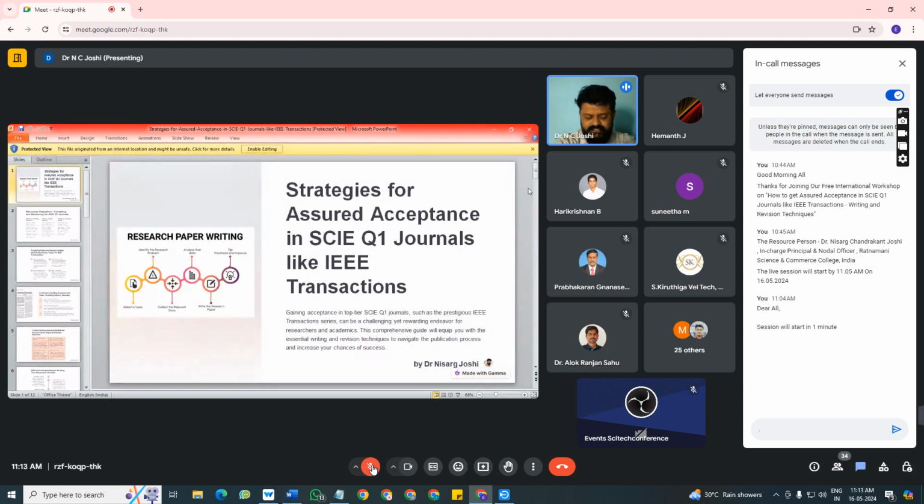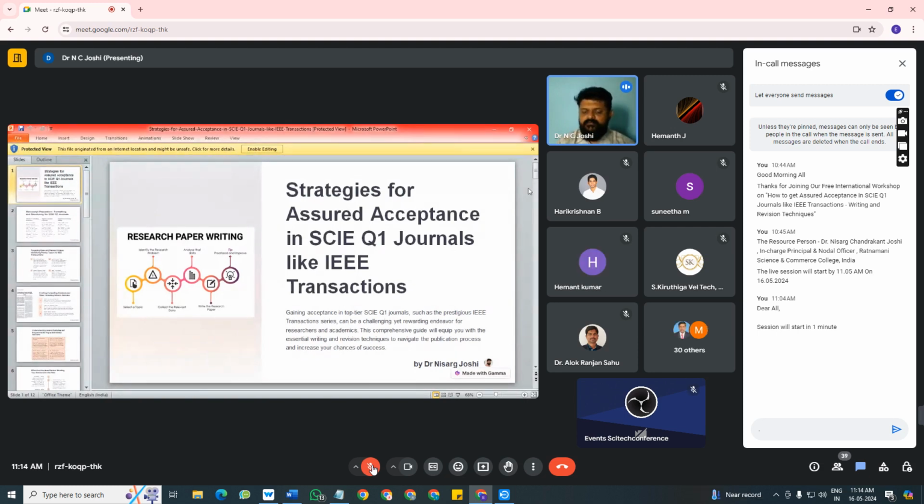Now, what does the percentage of journals reflect? It reflects impact factor. So today we are talking about Q1 journals, that means the journals which have an impact factor in the top 1 to 25%. Let's start gaining acceptance in top tier, key Q1 journals such as the prestigious IEEE Transactions series, which can be challenging yet rewarding for your research and academics. This comprehensive guide will equip you with the essential writing and revision techniques to navigate the publication process and increase your chances of success.